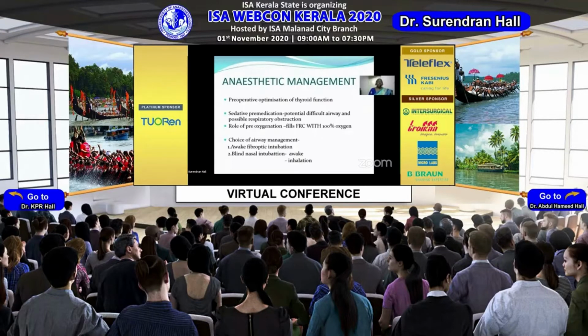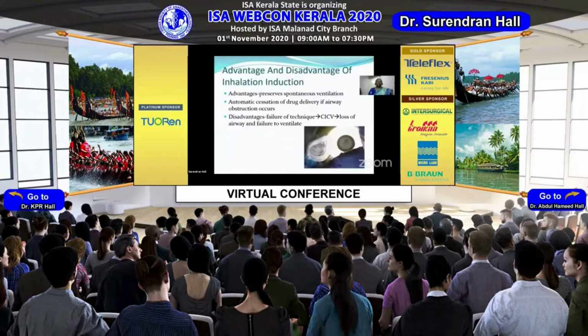Pre-oxygenation should be performed with 100% oxygen, which gives enough time to gain access for a difficult airway. Choice of airway management in these patients would be an awake fiberoptic intubation in the first place, followed by blind nasal intubation, either awake or by an inhalation method.